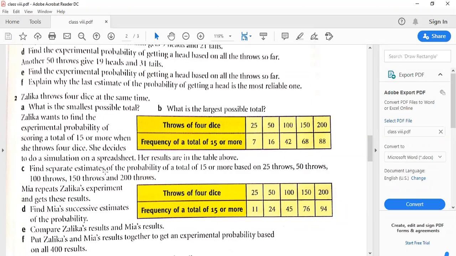Find separate estimates of the probability of a total of 15 or more based on 25, based on 50, based on 100, 150 and 200. So you have to do it like this: 7 out of 25, 16 out of 50, 42 out of 100, 8 out of 150 and 88 out of 200. Write it all in decimal.